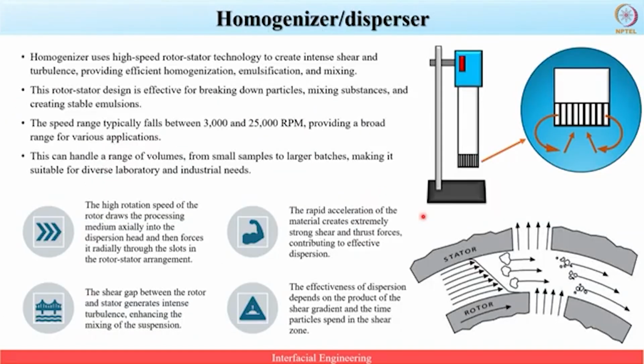Now, next let's move to the other device, that is the homogenizer. The homogenizer is a device primarily used to achieve uniform mixing and emulsification in liquid samples. Its design and operational principles make it highly effective in various industrial and laboratory applications, especially when dealing with large sample sizes. Unlike the probe type sonicator, the homogenizer operates based on a rotor stator assembly, which plays a crucial role in its functionality.